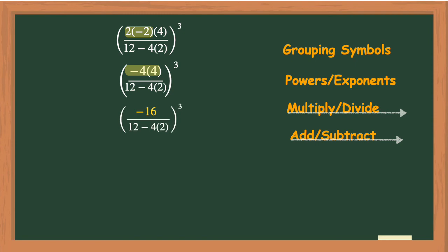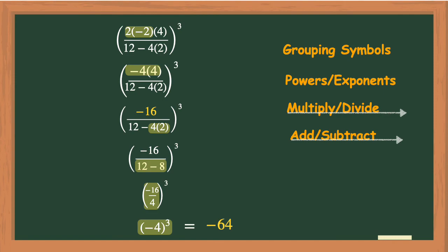Now that the numerator is simplified, I'll focus on the denominator where I see multiplication first. 4 times 2 is 8, and I'll bring down that numerator. Subtraction is left, so I'll subtract 12 and 8 to get 4. Now I'll need to simplify this improper fraction by dividing negative 16 by 4 to get negative 4. And lastly, I need to distribute the exponent of 3 to the negative 4, so negative 4 to the third power will equal negative 64.